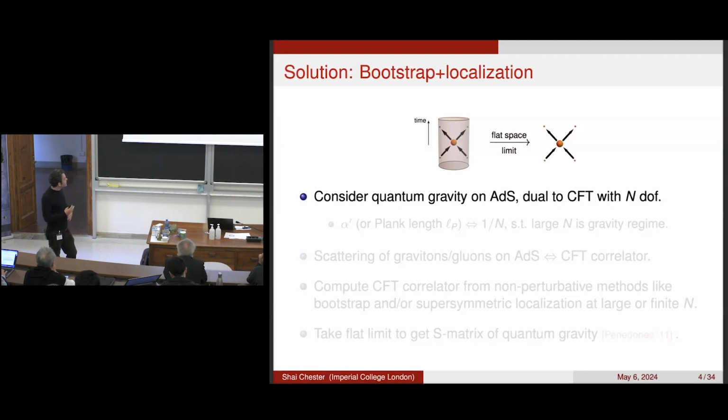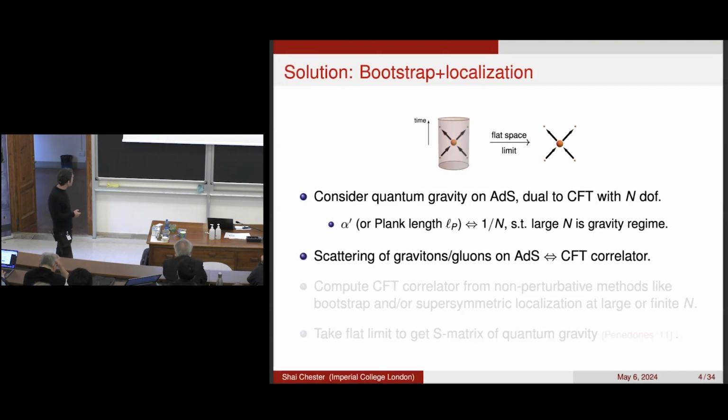And so according to the AdS/CFT correspondence, quantum gravity in this spacetime is supposed to be dual to a conformal field theory, in some sense living on the boundary of the spacetime, which doesn't have gravity, but it has N degrees of freedom. And so then the correspondence says that when the Planck length is small, that's the same thing as the number of degrees of freedom in the CFT being large. So that means large N is dual to the gravity regime, so the low energy description of your string theory.